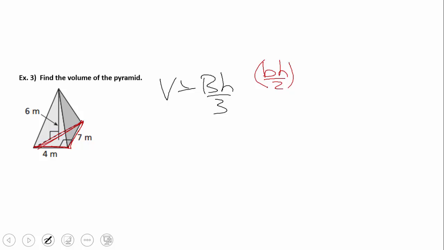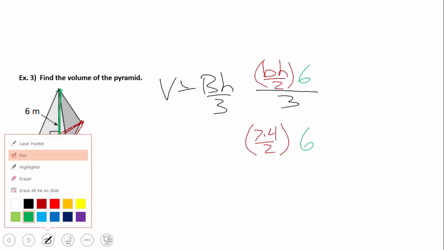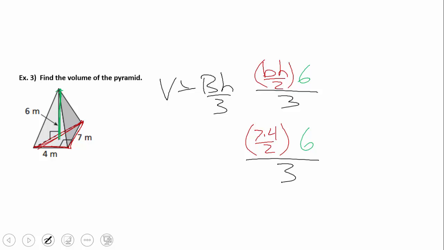So this can get a little crazy. Times the height of the pyramid, we've got to look for that perpendicular height of the pyramid from the vertex to the base of the pyramid, and that is 6. And then we divide that entire thing by 3. So we have to be very careful with our numbers, very careful with our math, so that we don't make mistakes. So the base is going to be 7 times 4 divided by 2. The height of the pyramid is going to be 6. And then we're going to divide everything by 3.